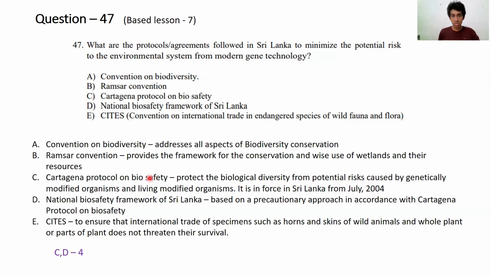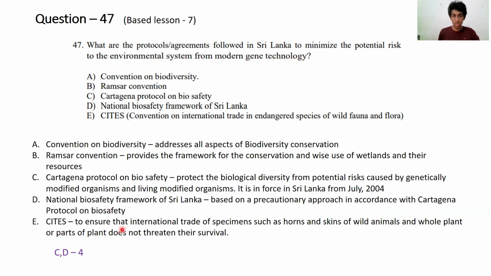So Cartagena Protocol on Biosafety is a protocol followed in Sri Lanka to minimize the potential risk to the environmental system from modern gene technology. Therefore, C is correct. D. National Biosafety Framework of Sri Lanka, based on a precautionary approach in accordance with Cartagena Protocol on Biosafety. That means D is also correct. It's also a protocol related to protecting the environment from modern gene technology.